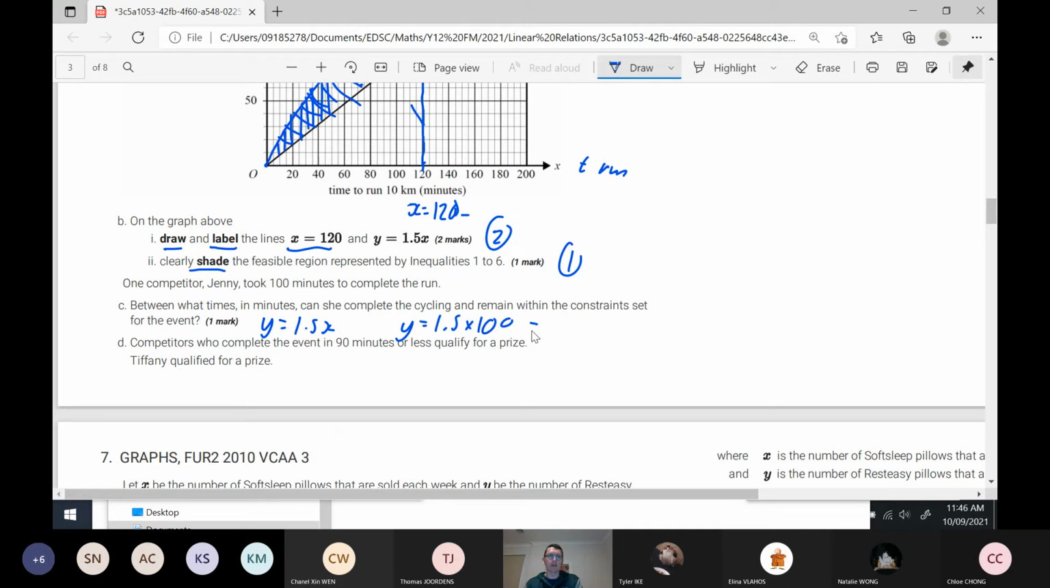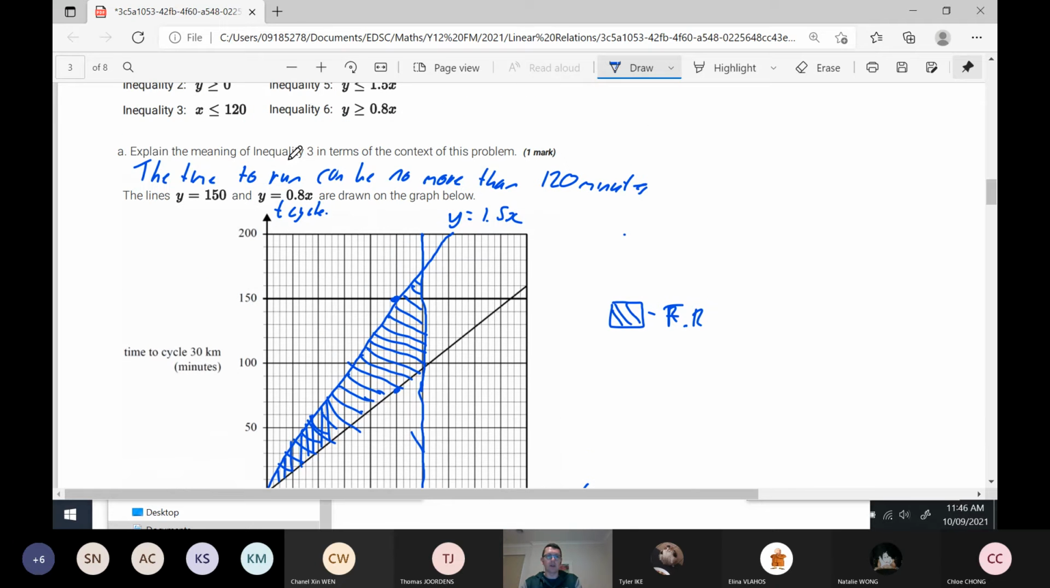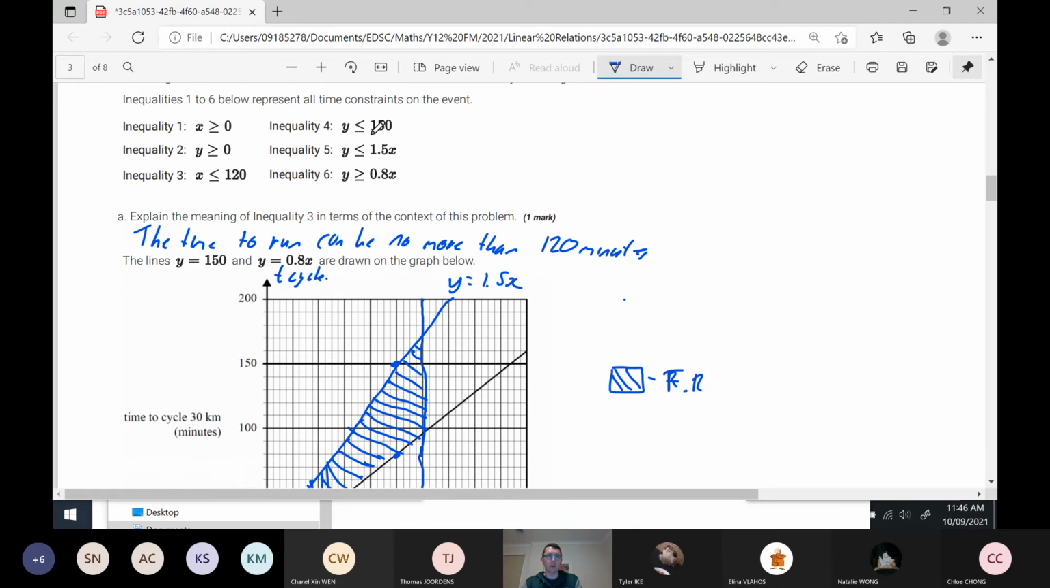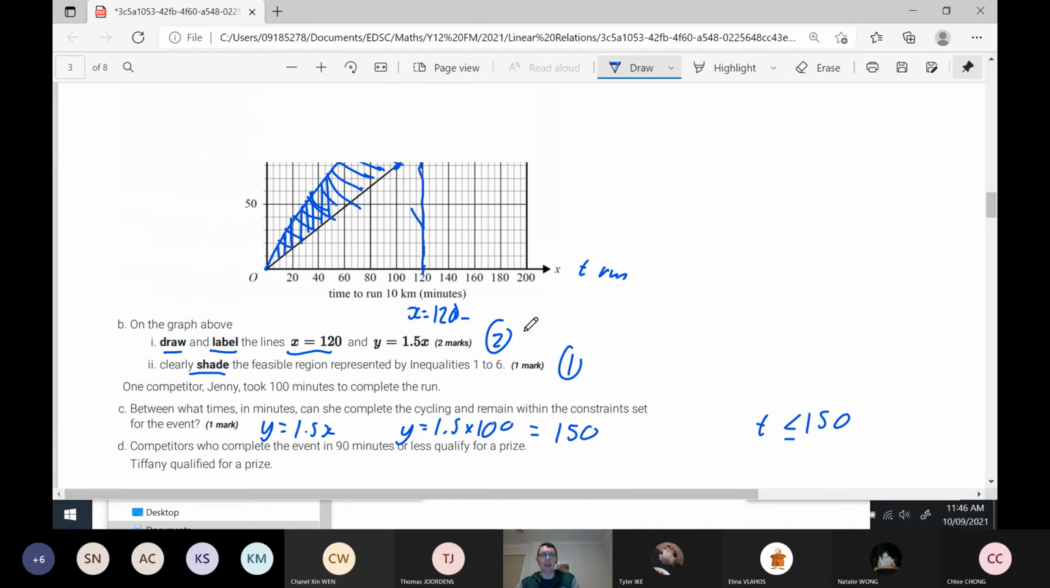The problem here is, though, it's not just putting it into this inequality, it's also looking at the other inequality restrictions, because that is 150, but this inequality also says it is equal to 150. So because it's equal to 150, you can actually have it there. So what times in minutes? I would have T. So I know the most she can have is 150, and it can equal that.